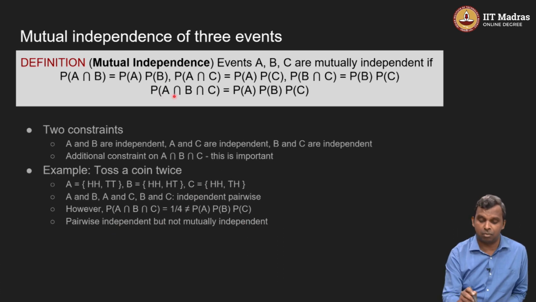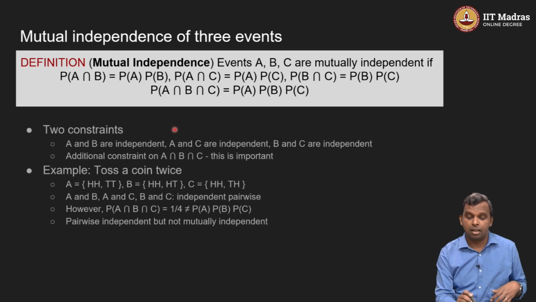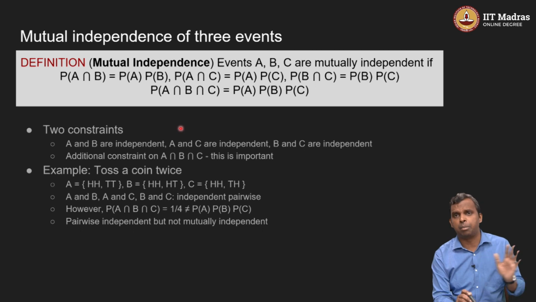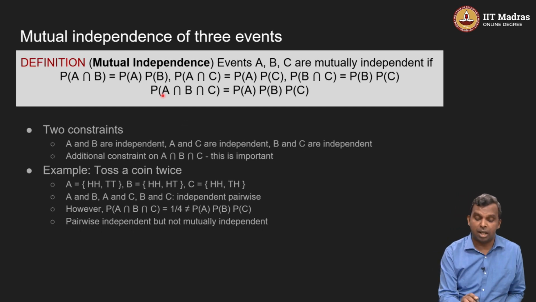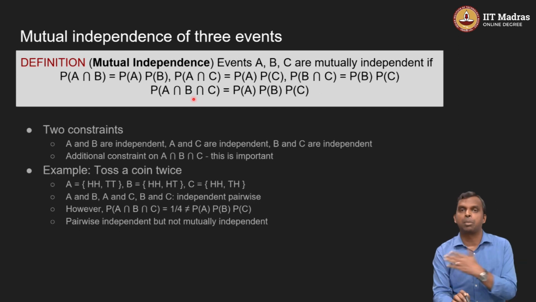At this point we will leave it as a definition, but the way I usually think of mutual independence of a bunch of events is, once you have A, B, C being independent, any intersection that you can think of always becomes a product.